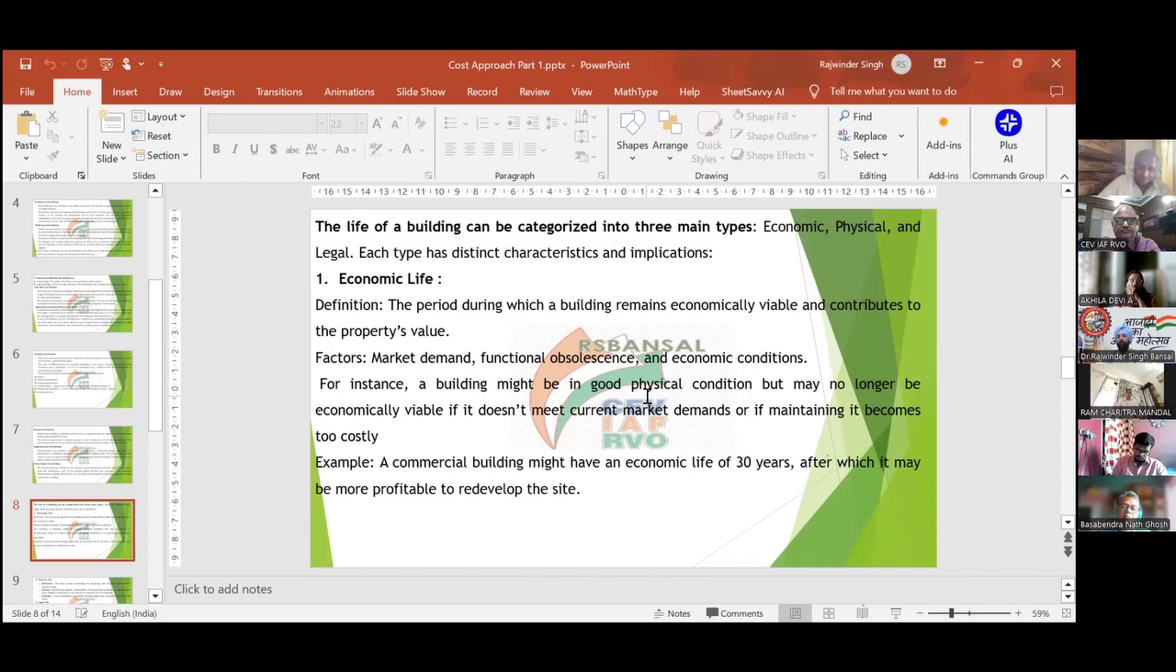Next is the life of the building. So the life of the building can be categorized into three main types: economic life of the building, physical life of the building, and legal life of the building. So what is economic life of the building basically?